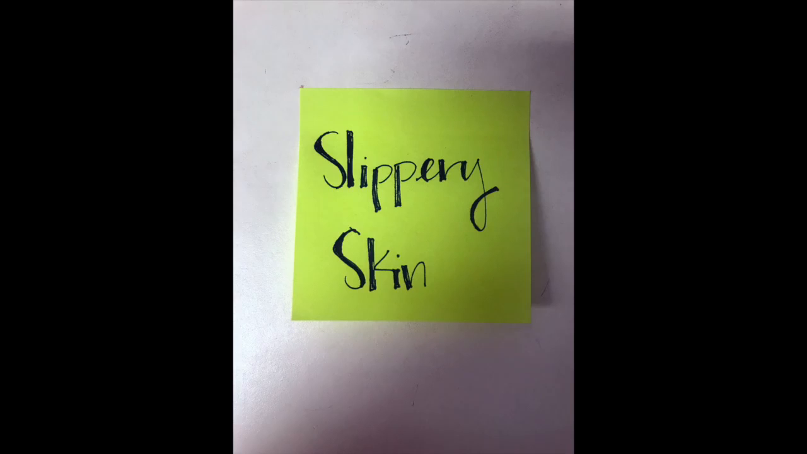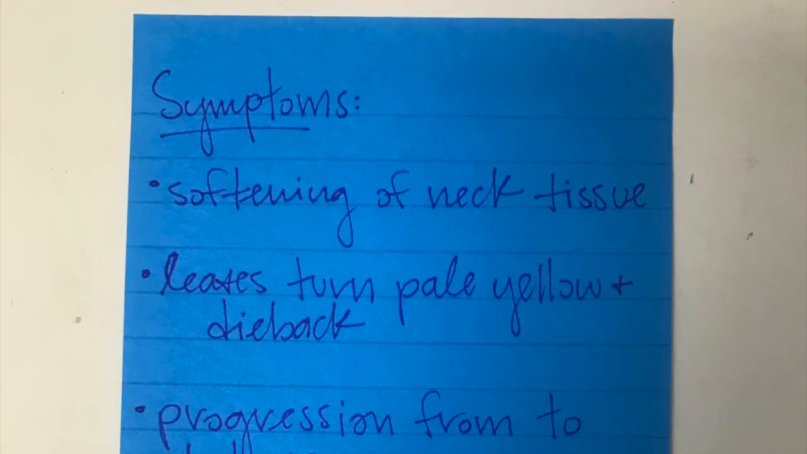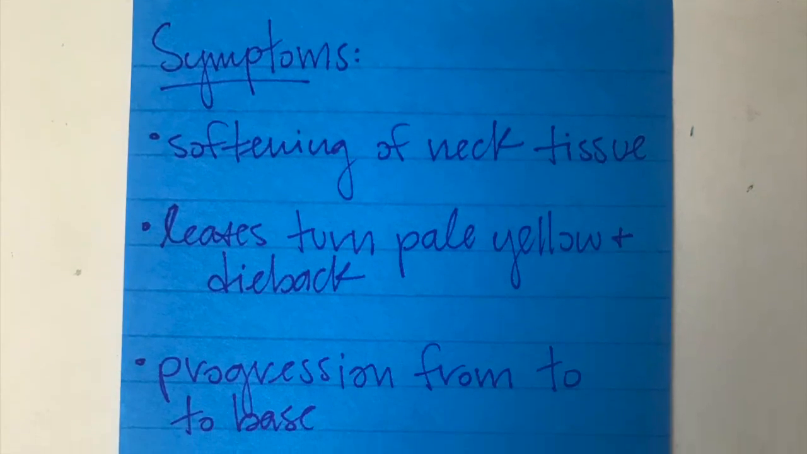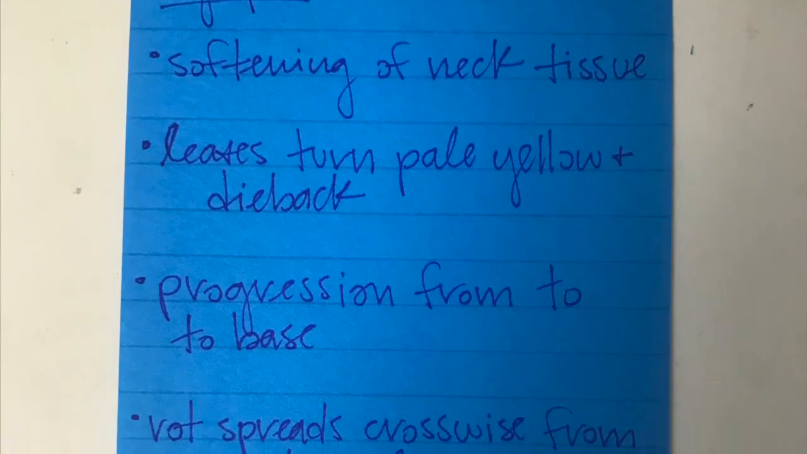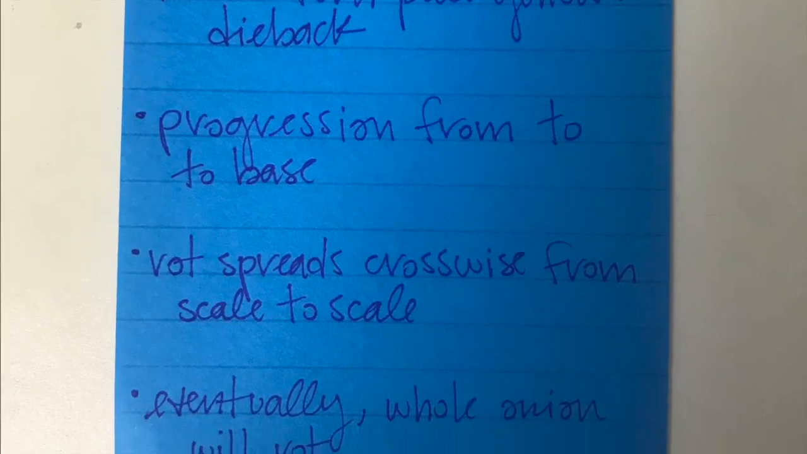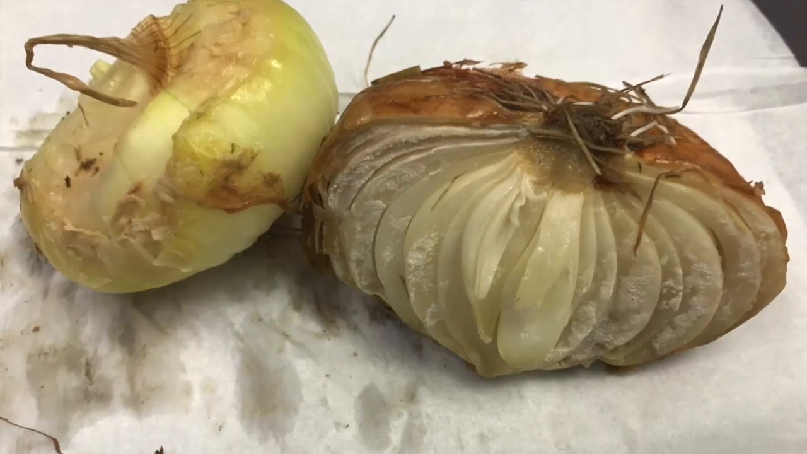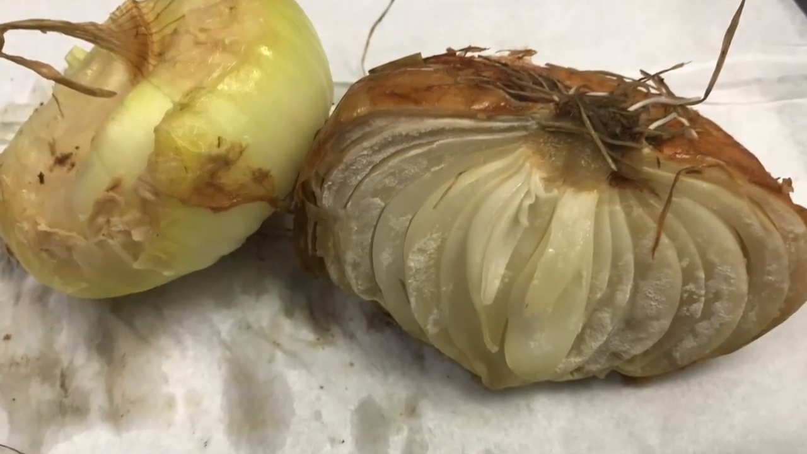It will. It will. The first disease we're going to talk about is called slippery skin. The causal agent of this disease is Burkholderia gladioli, which is formerly known as a Pseudomonas. The symptoms of this disease include softening of the neck tissue and the leaves turning pale yellow and dying back. The disease progresses from the tip to the base, and the rot spreads clockwise from scale to scale. Eventually, the entire onion will be rotted.